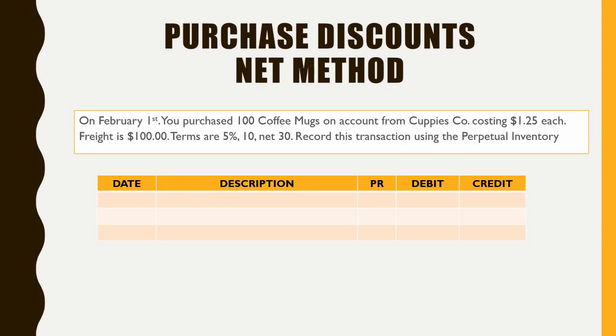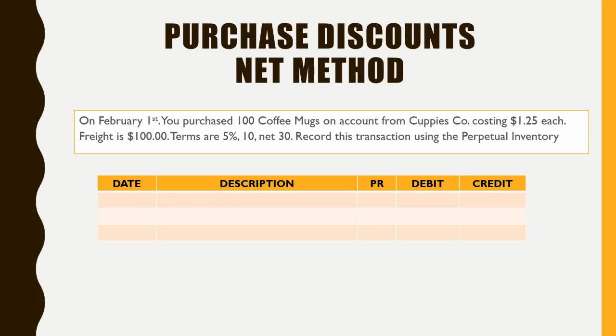Okay? So again, here for this example, we have February 1st. You decided to purchase 100 coffee mugs from Cuppy's Co. for $1.25, okay, with a freight of $100. This time you were given terms of 5/10, net 30. That means if you pay them within 10 days, they will grant you a 5% discount. If not, the full bill is due in 30 days. Okay, so let's go ahead and record this transaction using the perpetual method.